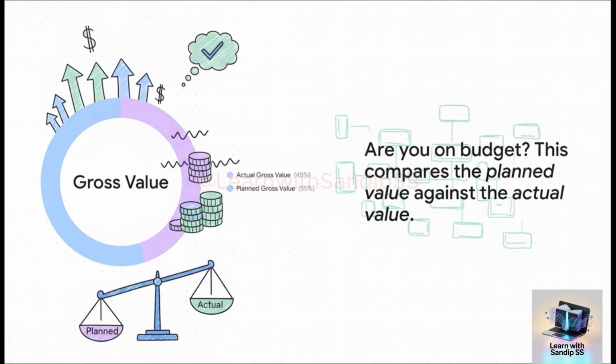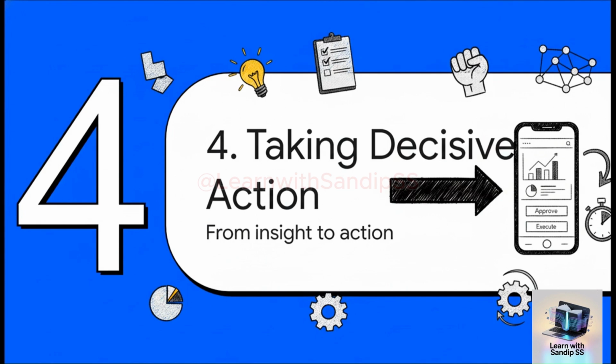And last but not least, the gross value chart. This one is all about the bottom line, financial performance. It puts the planned value of the order side by side with the actual value that's coming in from those work confirmations. The core question it answers, are you on budget? This chart tells you.